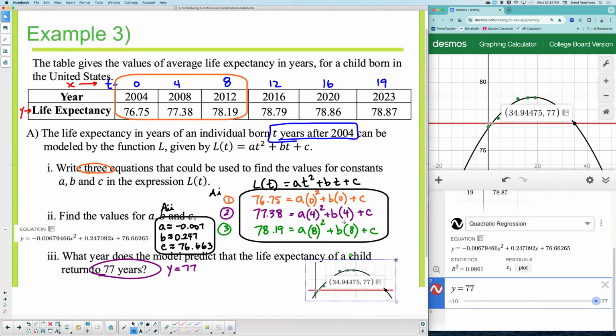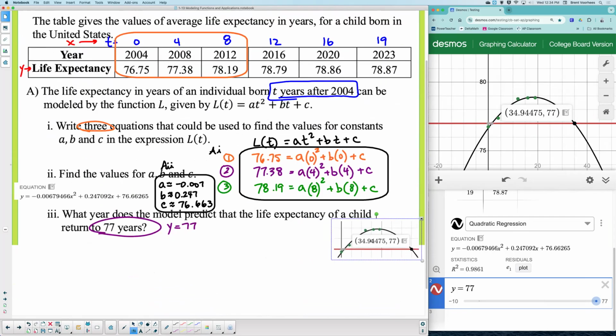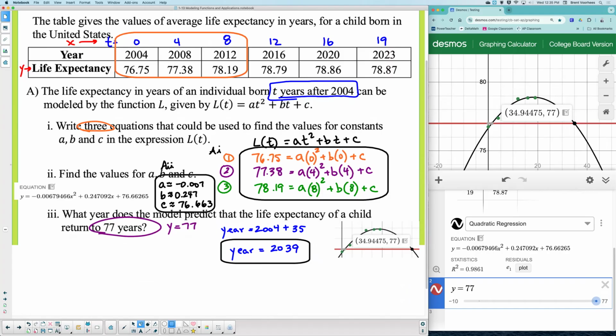No. This was years since when? 2004. So the year would be 2004 plus approximately 35 years. I'm going to round the years to the nearest year. So the year will equal 2004 plus 35 years. So what year will that be? 2039. For people born in 2039, they're predicting that people born in 2039 would live 77 years again.